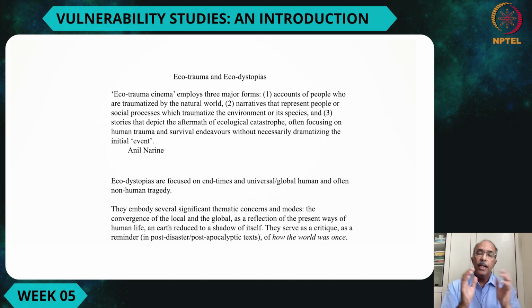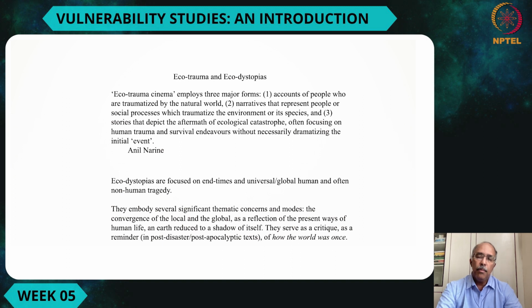And further, instead of showing the entire human race being devastated, you take a small portion, maybe a family, maybe a group of people, maybe a village or a community which battles to survive. The first theme is this convergence of the local and the global, or the planetary. It is a reflection upon the present ways of human life and Earth reduced to a shadow of itself.